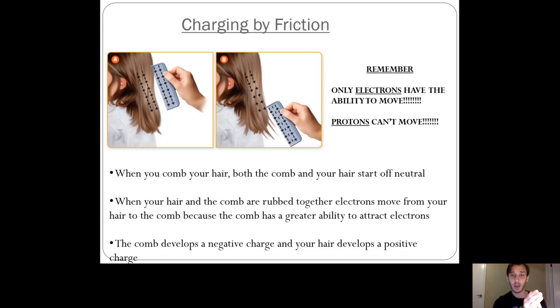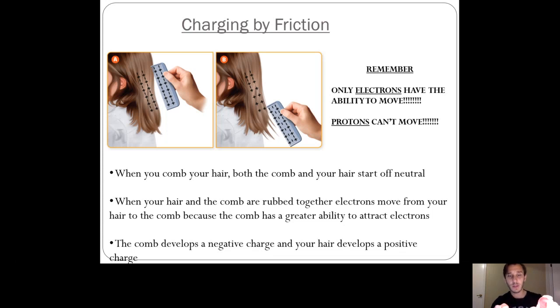So the hair has lost electrons, the comb has gained electrons. Okay? So we've lost electrons in the hair and we've gained electrons in the comb. And so what happens is the hair has a positive charge now, and the comb has got a negative charge now.